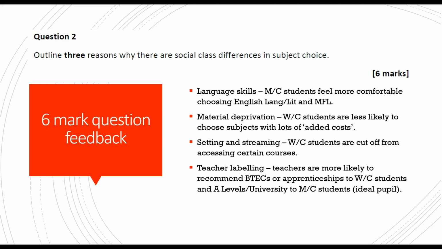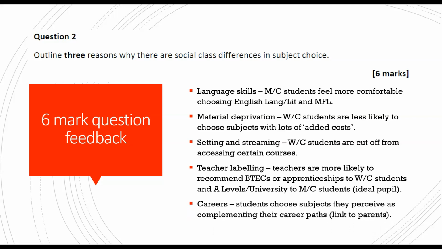You could have talked about teacher labelling. Teachers are more likely to see middle class pupils as being close to that ideal pupil we've spoken about in class. And teachers are more likely to recommend BTECs or apprenticeships to working class students who they might not label positively and might underestimate their academic ability.